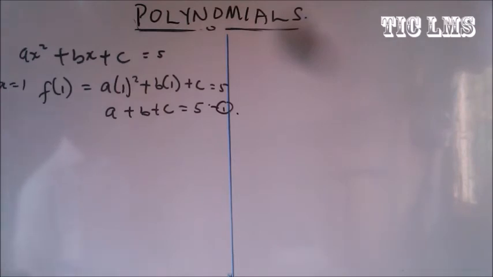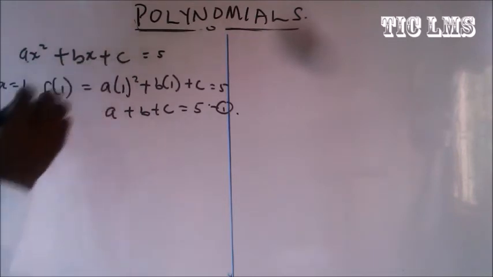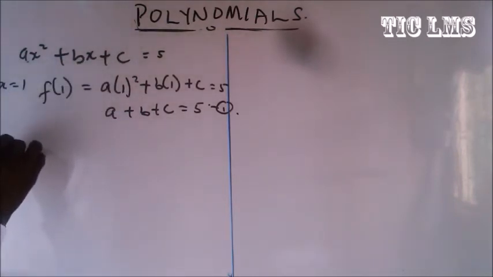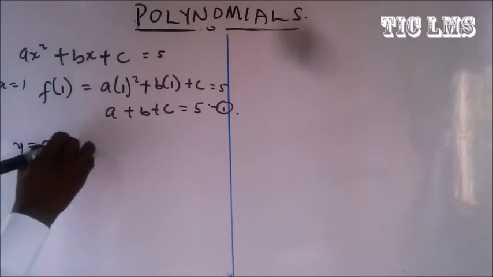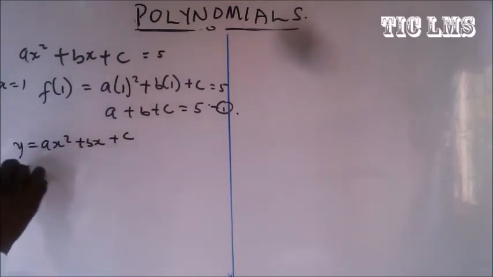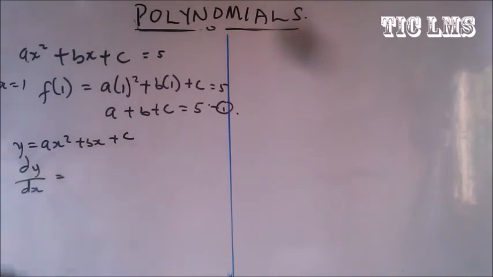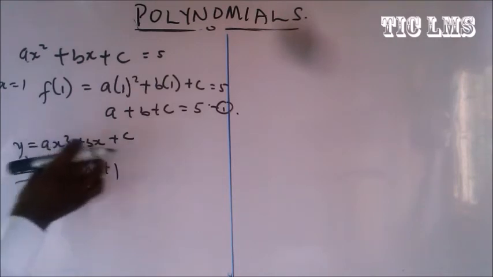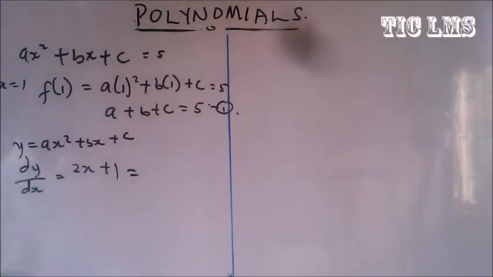And then we're also told that its derivative is 2x plus 1. What does that mean? Derivative means that when you differentiate this expression, which is y equal to ax squared plus bx plus c, with respect to x, it will give 2x plus 1. To learn about differentiation and integration, please check our mathematics class on differentiation and integration.